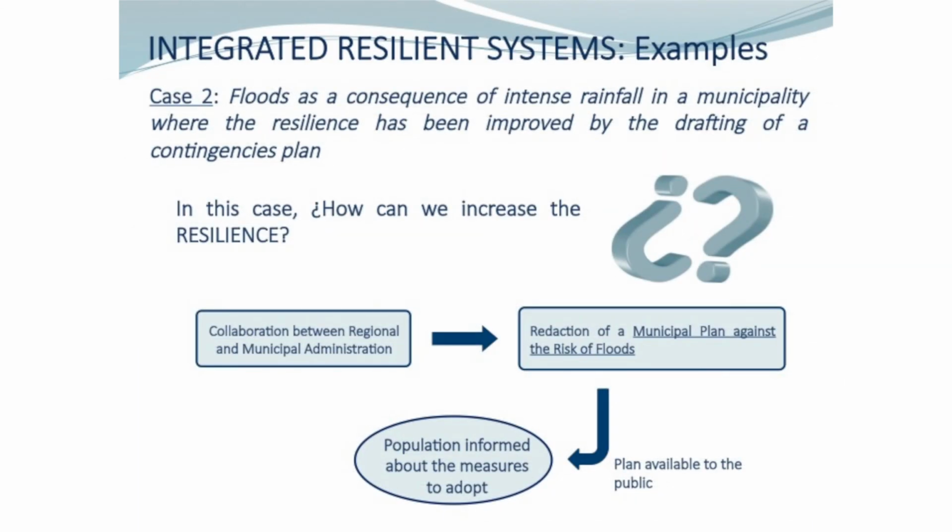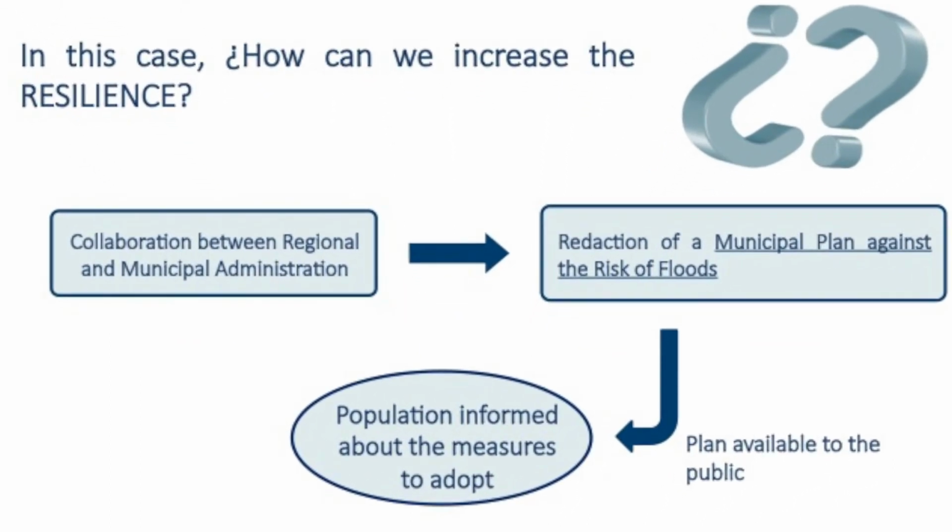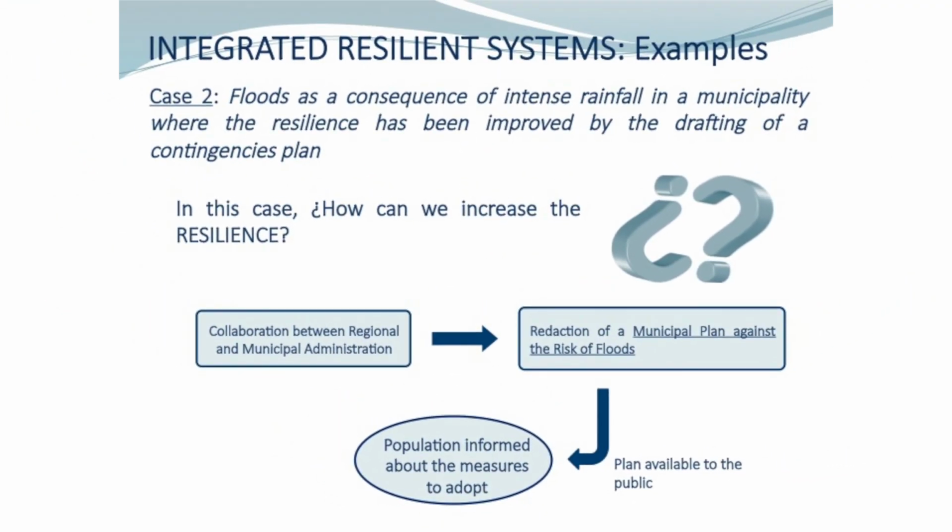To increase the resilience of the municipality, the local and the regional administration have been working closely in the redaction of a municipal plan. This plan contemplates the risk of flood and the way of acting against an emergency of this type. The municipal plan is available to the public, so the population is sufficiently informed about the measures to adopt in case of flood. An example of a measure to adopt is that, in the moment that the notice signal sounds, the people have to go to the meeting point.